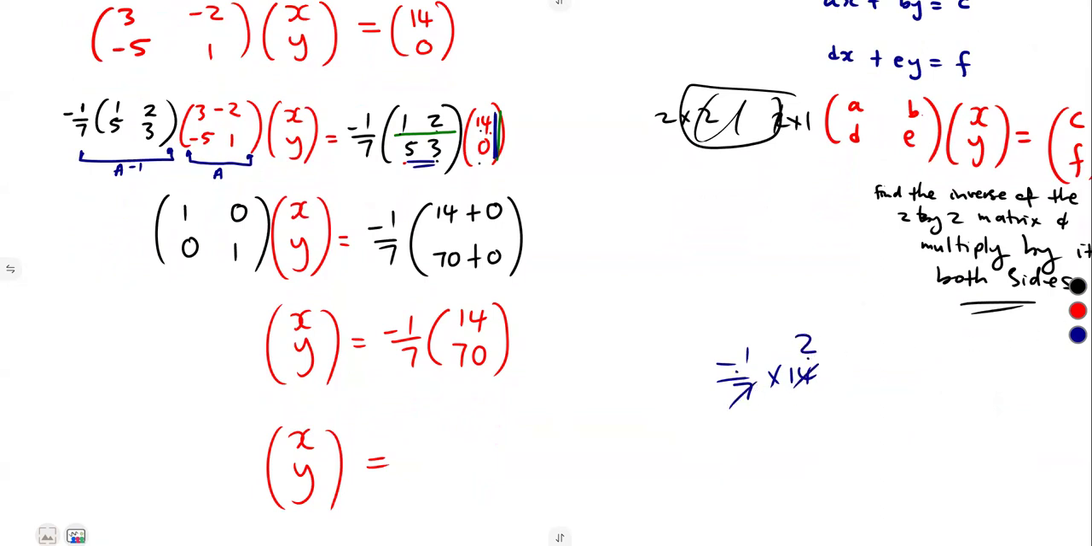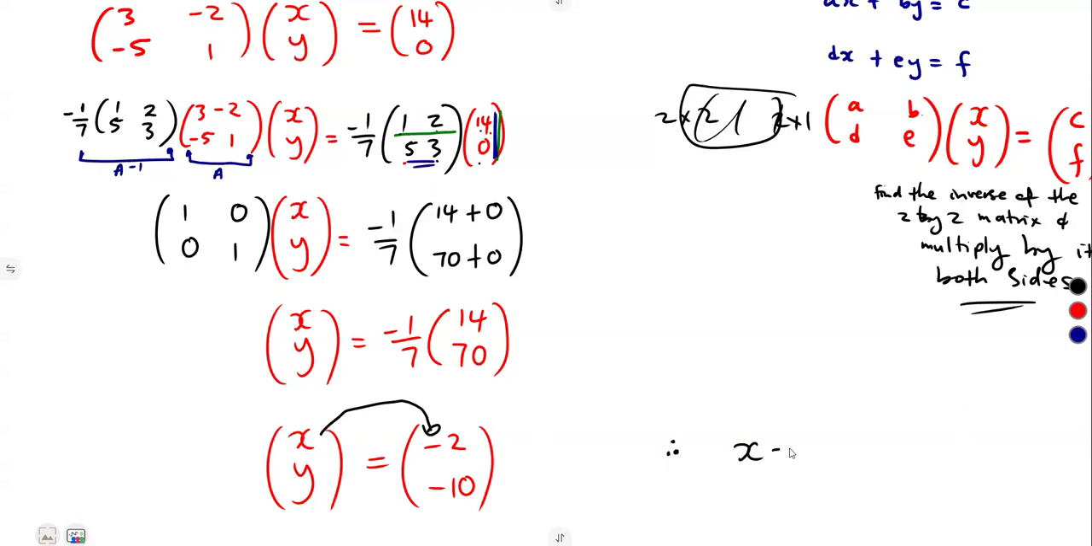So that's 2 times negative 1. That's negative 2. The minus 1 over 7 multiplies the 70. So the 7 into 70 is 10, times negative 1, which is negative 10. So this is what we have. We know that we have the same order, so it simply tells us that these corresponding elements are exactly the same. So therefore, x is equal to minus 2, and y is equal to negative 10.